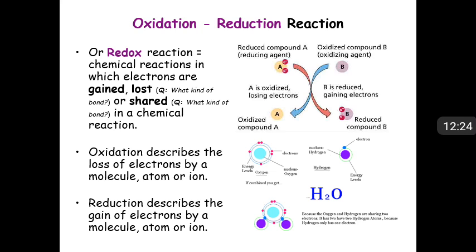Suppose compound A is oxidized by losing its electrons, and compound B is reduced because it is accepting electrons. So compound A, which is oxidized, is also called a reducing agent because it is reducing compound B, with which it is forming a bond. And compound B, which is reduced, is also called an oxidizing agent because it oxidizes substance A.